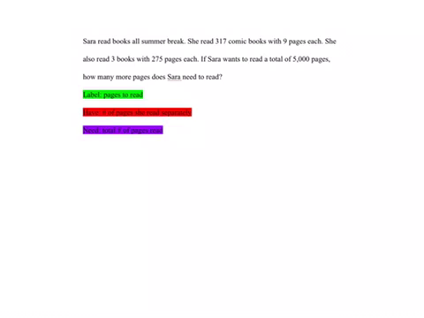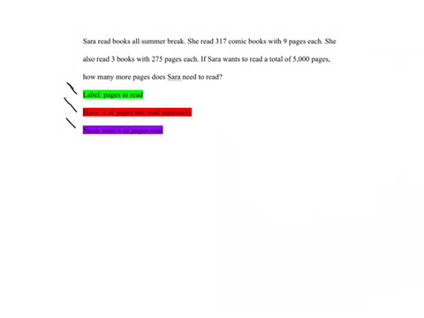So we're going to go back to the first problem that we worked with. Sarah read books all summer break. She read 317 comic books with 9 pages each. She also read 3 books with 275 pages each. If Sarah wants to read a total of 5,000 pages, how many more pages does Sarah need to read? So the label was pages to read. The things that we already have are the number of pages she's read separately. And then we need to figure out how many total pages she's read.